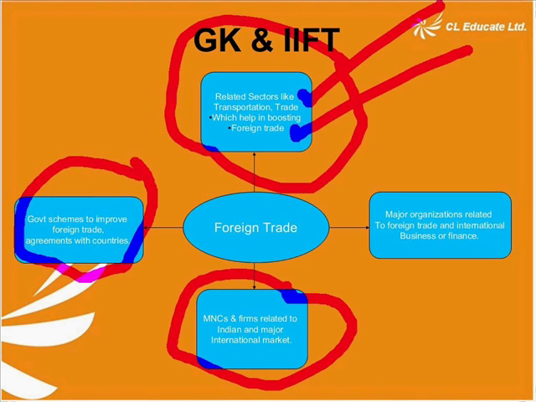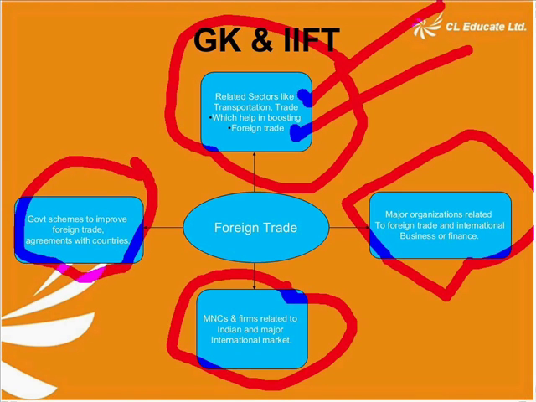You can have a look at these four again: related to the transportation sector, related to the trade sector, anything that helps in boosting foreign trade, government schemes, foreign trade agreements with countries, MNCs, and major organizations that relate to foreign trade and international business. So these must be the four important areas which you should of course check.